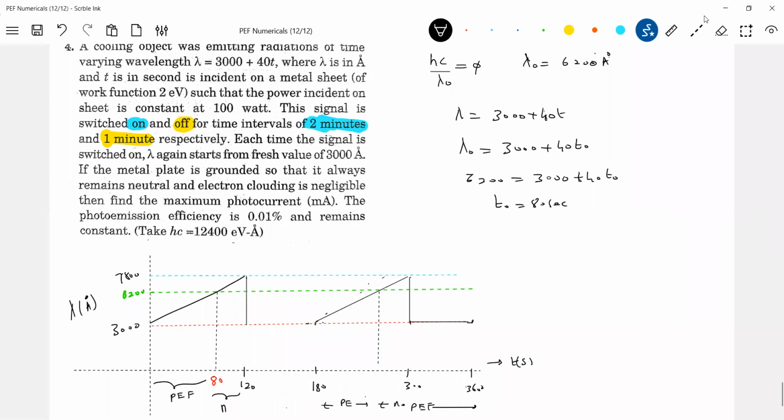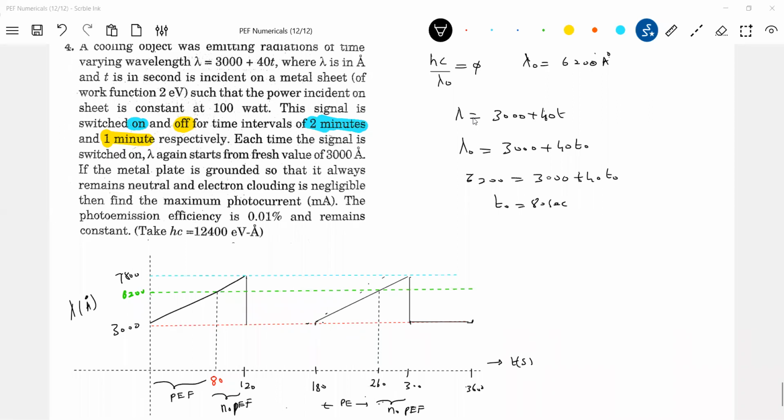Otherwise it will give another meaning. This 80, this should be 180, 260. So this is what happens here. Okay, now we have almost all the information. Let's see the next part again.